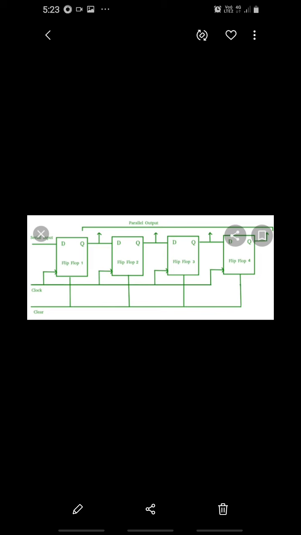Here D0, D1, D2, D3 are the inputs received from DIN, and Q0, Q1, Q2 and Q3 are the outputs, and clock signal is given for all the inputs.